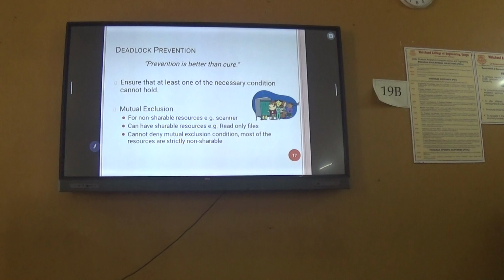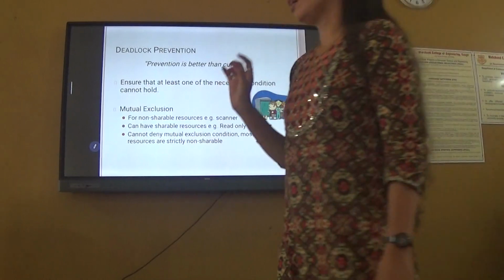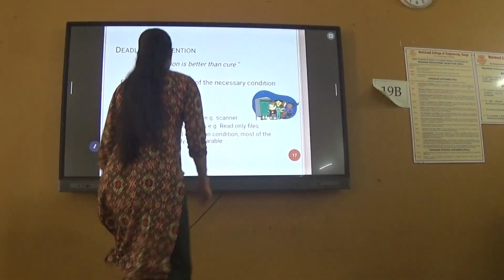So mutual exclusion got some exemption. It's out of the game. Not only that, 3 things are there. Which are those 3 things? Hold and wait, circular wait, no preemption.